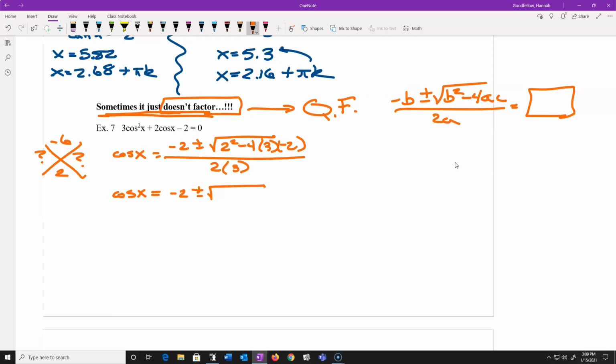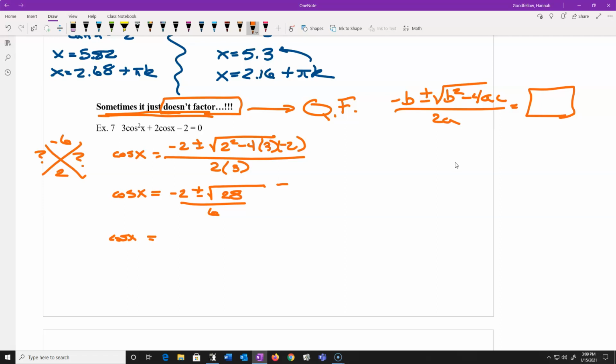Positive 28. Let me check my work there. Make sure I'm right there. 4, negative 12, positive 24. It's going to be 28 is what's going on there. And it would possibly be reducible. I'm just going to reduce it a little bit here too as well.